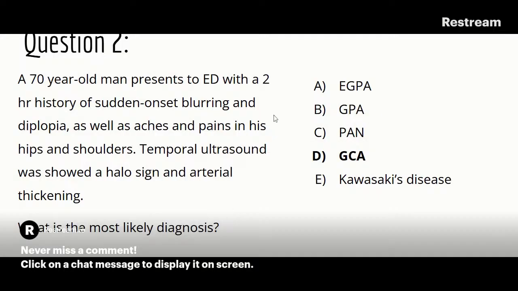And the reason why we can be quite quick with this question, we're talking about very specific symptoms here. We're talking about your hips and shoulders. We're talking about blurring of vision that came on suddenly. It's not going to be eGPA, GPA, or PAN because they don't present this acutely and they're not specific to your eyes and your joints. Kawasaki disease, well, there's no sign of a fever. Temporal ultrasound, the halo sign and arterial thickening are classic GCA signs.